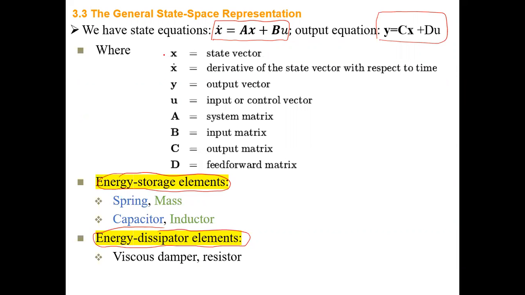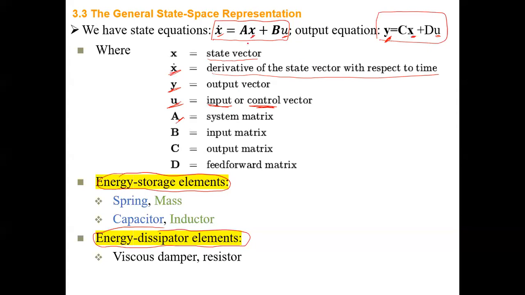What is the name of the x? This x is called state vector. This is the same x, right? This is called state vector. What is your x dot? X dot is derivative of the state vector with respect to time. That's the name. We are naming them now. What is y? This y is called output vector. What is your u? This u and this u, these two are called input or control vector. Sometimes we call it input, sometimes we call it control.